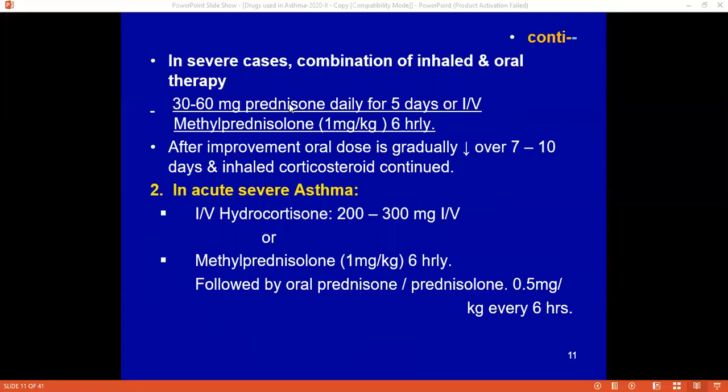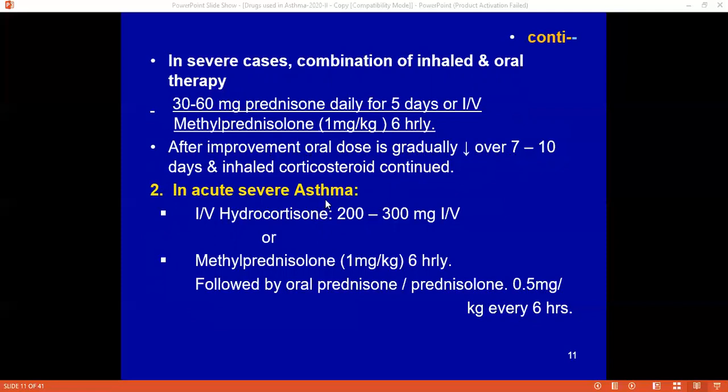In severe cases, sometimes combination with inhaled and oral therapy is started. After giving the bronchodilator, whether a beta-2 agonist or some other, 30 to 60 milligrams of prednisone daily for 5 days or longer, or intravenous methylprednisolone 1 milligram per kg every 6 hours, is given. After improvement, the oral dose is gradually decreased over 7 to 10 days if it has been given for a longer time, and the inhaled corticosteroid is continued.